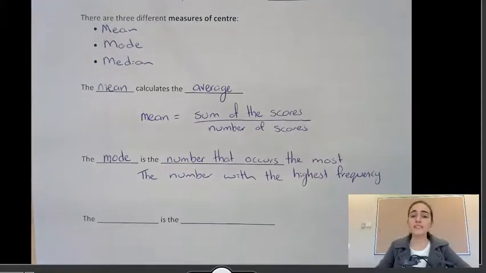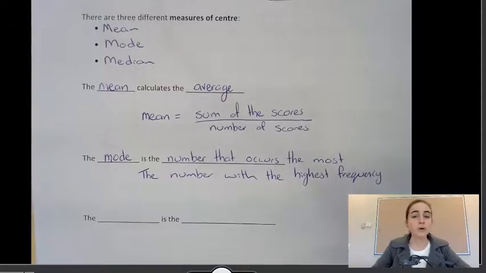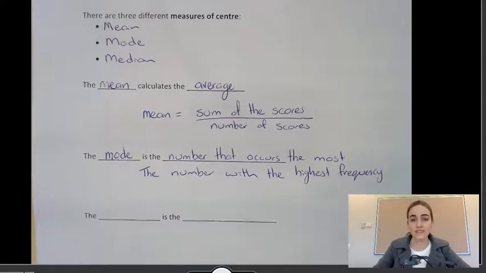And our last one is the median, and the median is the middle number. Now it's really important when we're finding the median and we're finding the middle that all of our scores need to be arranged in ascending order, so from smallest to highest.